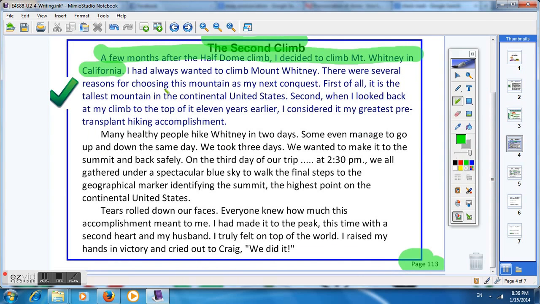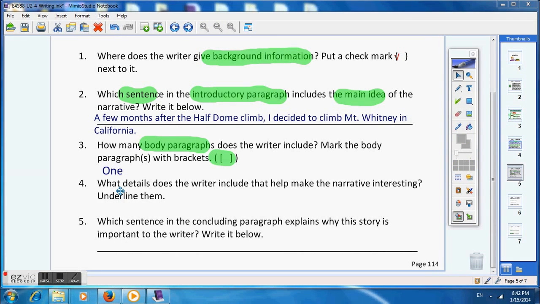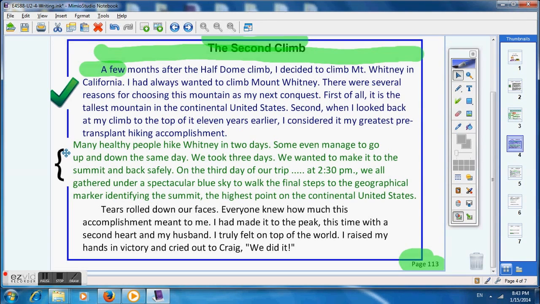So, okay, this is the intro. Okay, this is the body. So how many do we have here? We only have one. Okay, one. Here. So you add brackets to here.